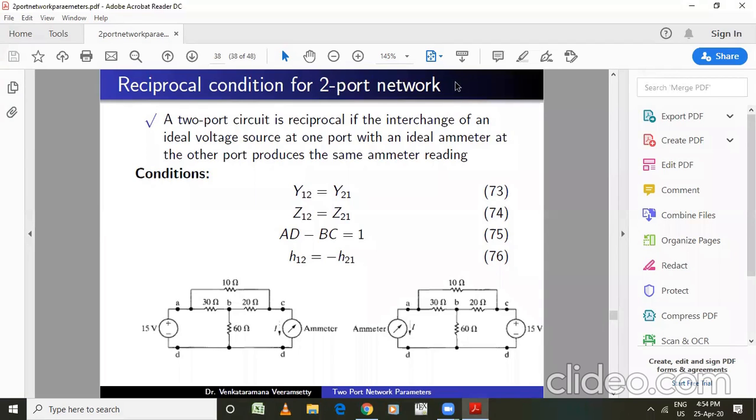So after completing the reciprocal condition and symmetric condition, if anyone is comfortable with the conversions, like representing the hybrid parameters in terms of Z, in terms of Y, and in terms of ABCD, you can leave it, and if you want to listen, you can continue. I want to close the complete session, and from tomorrow onwards we will discuss some problems. Okay, let's start our session.